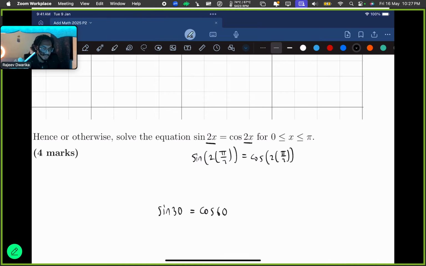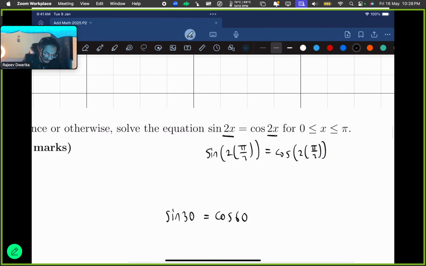The other solution is obviously the intersection. And the third solution I could think of is dividing throughout by cos 2x, and you get tan 2x. You'd find your reference angle. So I'm going to do all those solutions.